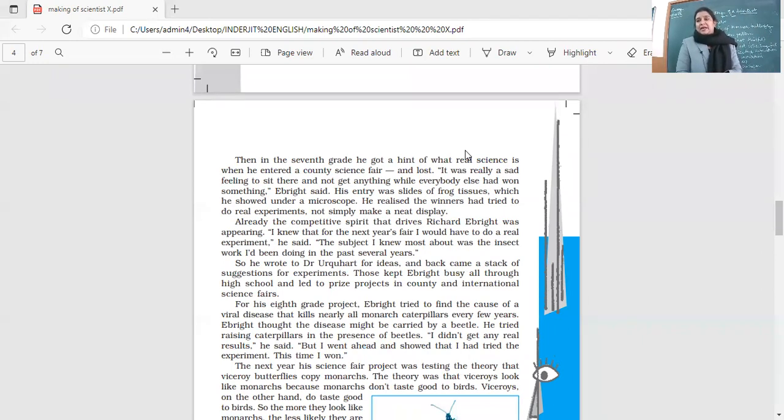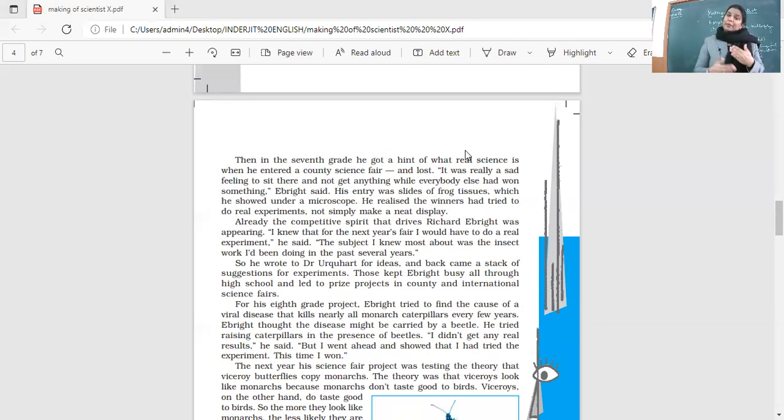It was quite different from what he expected, and he was disappointed. Everybody got a prize, I didn't get a prize. What am I supposed to do? Already, the competitive spirit that drives Richard E. Ebright was appearing. This was one quality of his. He had a competitive spirit. Yes, I am going to fight for it. I knew that for the next year's fair, I would have to do a real experiment.